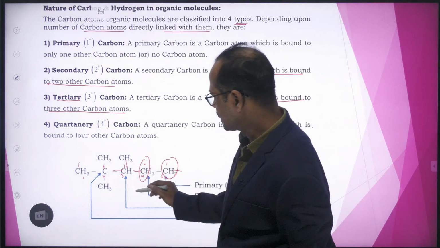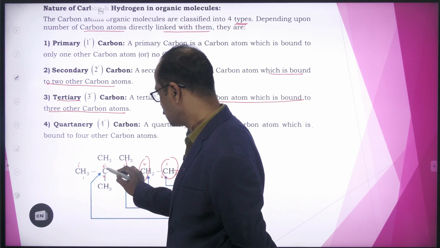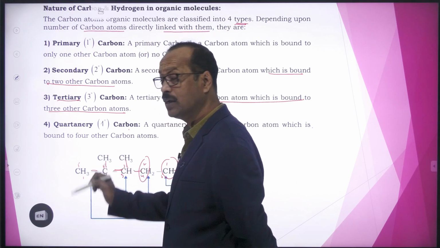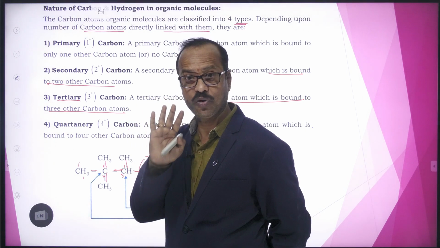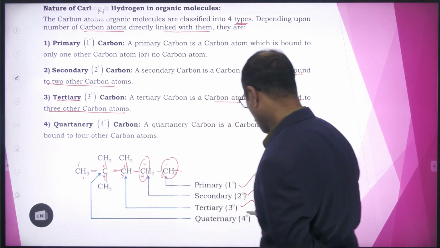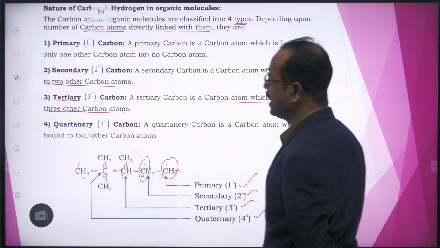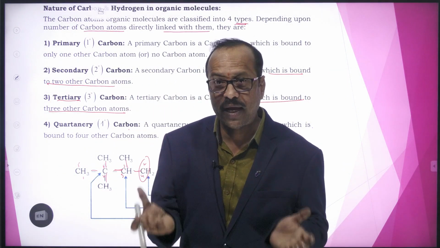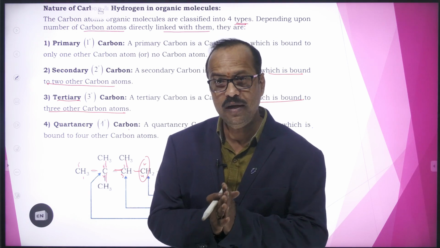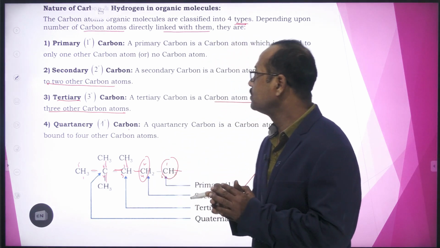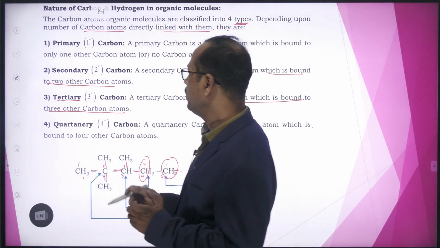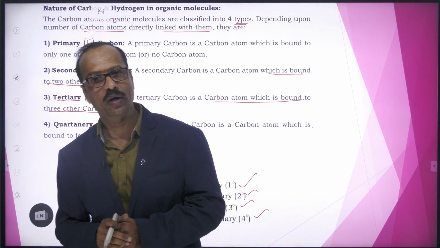Okay. Now come to the last carbon. So this carbon you see here, this one, 1, 2, 3, 4. This carbon is attached to 4 other carbons. Hence it is called a quaternary. So based on how many other carbon atoms a carbon is bonded with, the carbon compounds are classified into 4 types called primary carbon, secondary carbon, tertiary carbon and quaternary carbon.